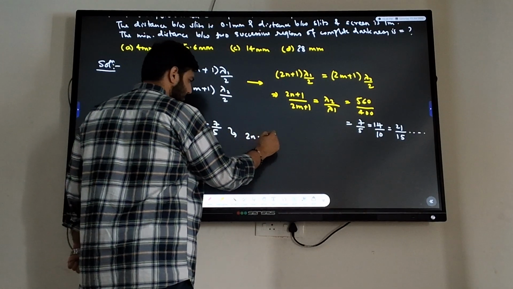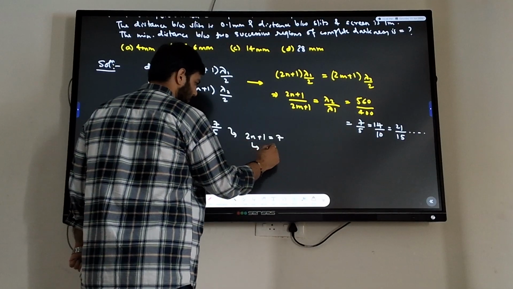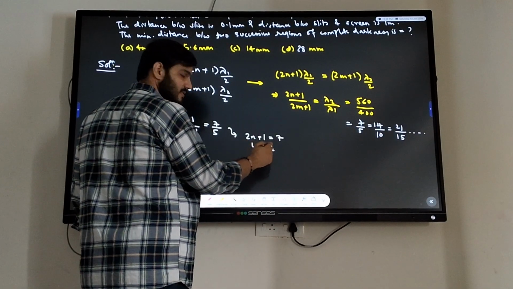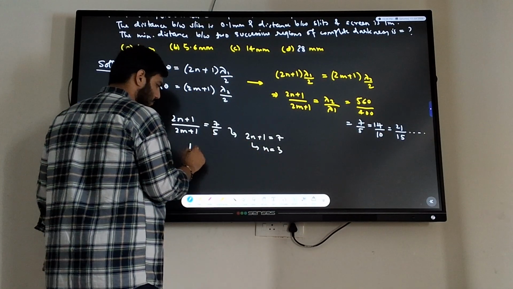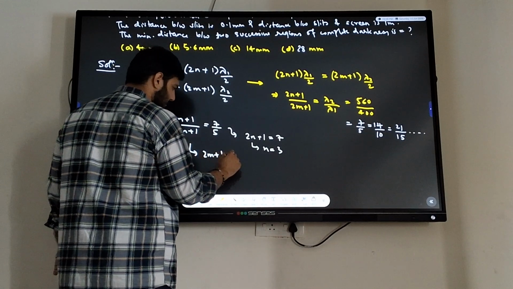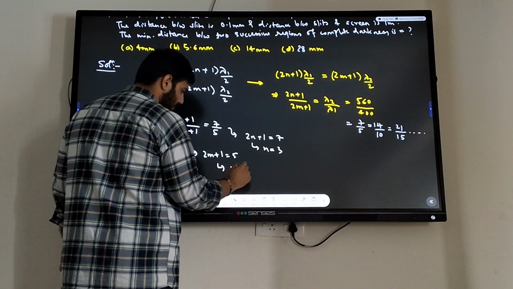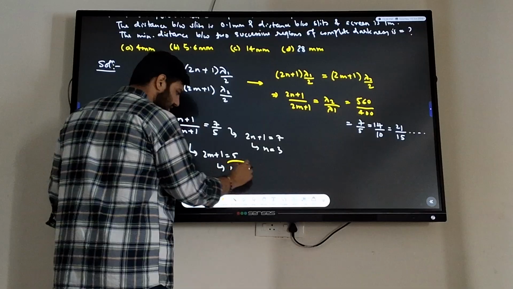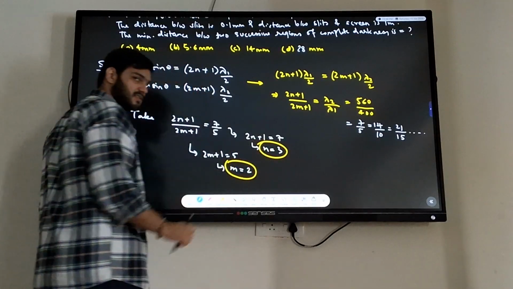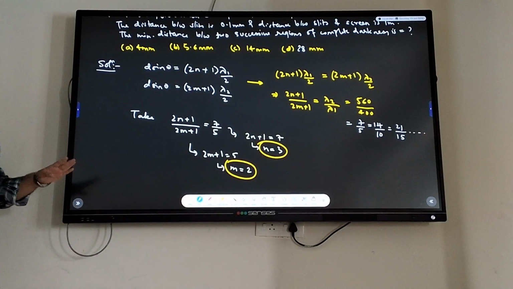So what will this give? 2n plus 1 is equal to 7. Then what is the n value? 3. And what about 2m plus 1 is equal to 5? What is the m value? 2. Then can you see, are these whole numbers? So they are perfectly viable solutions.